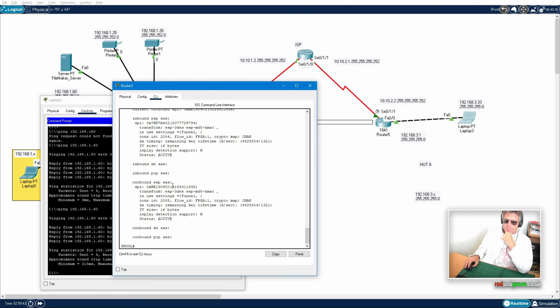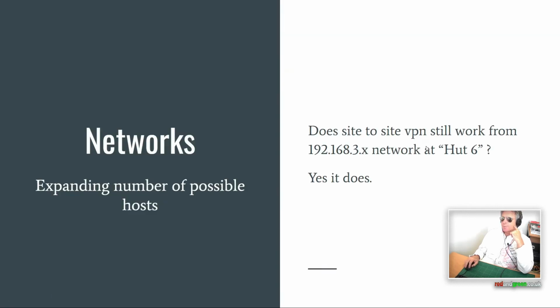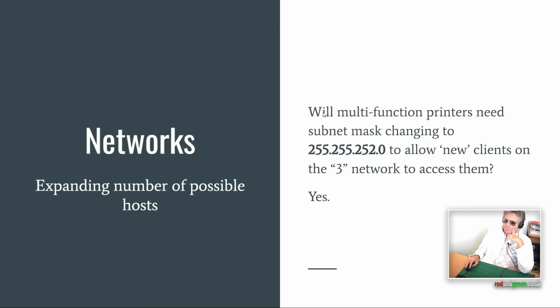Right, so we've proven, let's go back to our initial presentation. And the question was, does site-to-site VPN still work from the 192.168.3 network at HUT6? And the answer is yes, yes it does. Will the multifunction printers need the subnet mask changing to 255.255.252.0 to allow new clients on the 3 network to access them? And the answer is yes. So hopefully that's cleared it up.